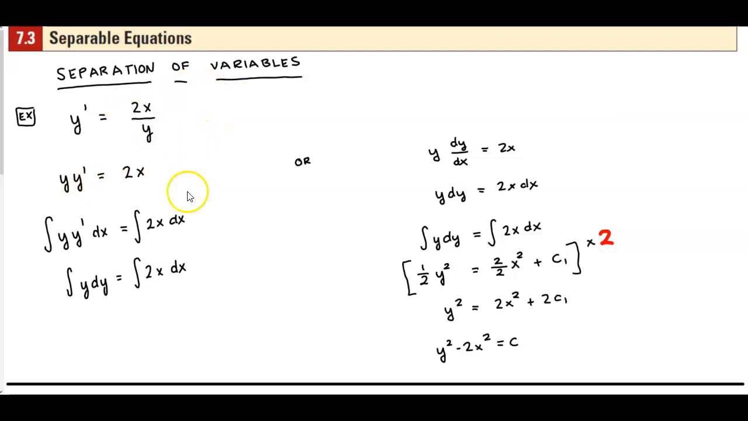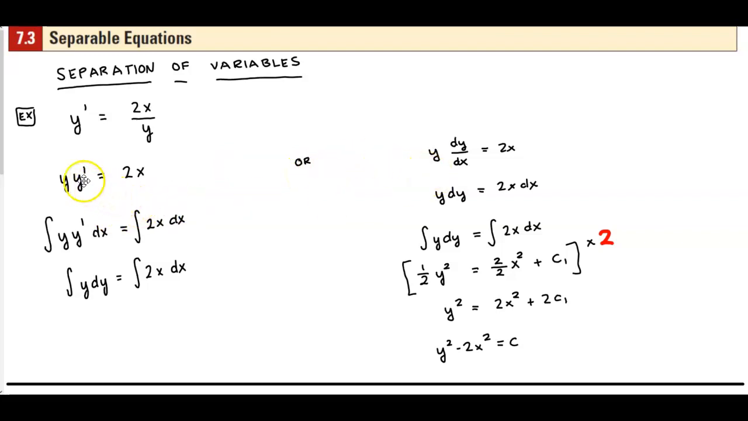So in the separation of variables, just like I can do anything on both sides of the equation, I can take the integral on both sides. So I'm going to integrate the left side, which is y times y prime dx, which is equal to the integral of 2x dx. Now we have to change this y prime dx to be dy, so we have all y's on one side and all x's on the other side.